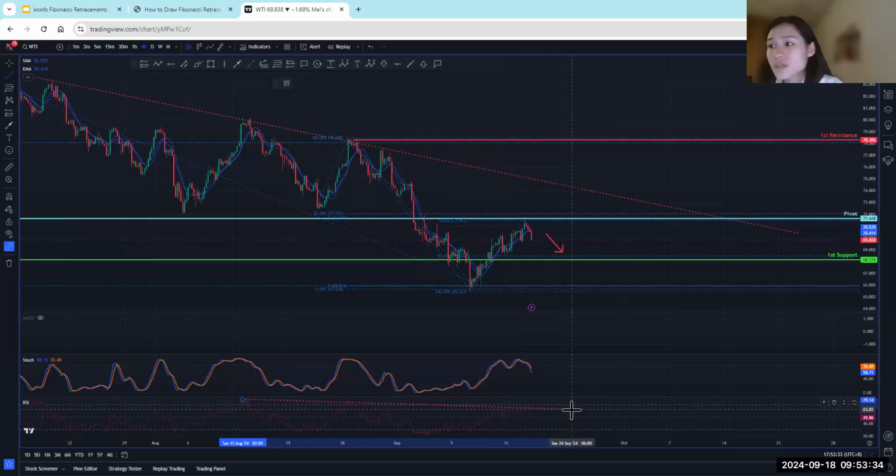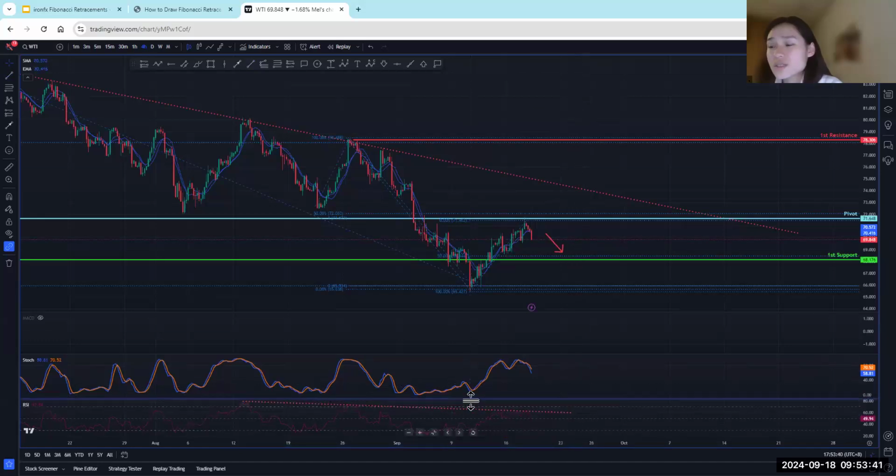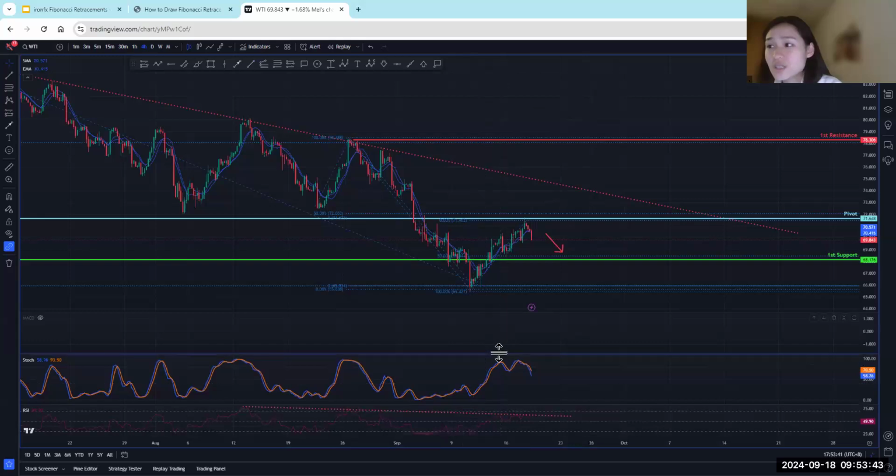On our RSI, you can see prices moving in this descending trend line, so this is a bearish signal. On our stochastic, it's actually a hidden resistance.